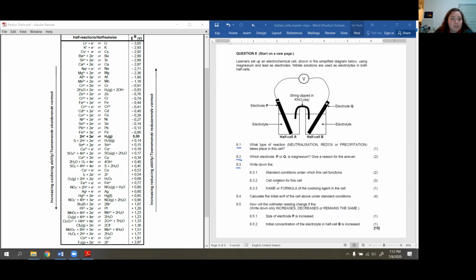The cell notation, remember that's our specific layout, and then the name or formula of the oxidizing agent in the cell. They're also going to ask you to calculate the initial EMF of the cell under standard conditions. I'm going to ask you to do all of those first eight, and then we're going to discuss 8.5 together afterwards. So I'm going to pause sharing and give you a chance to fill in all of those answers. Go for it, good luck. Maybe even do it so that you can get a mark at the end of the side of 15 that tells you where you're up to.